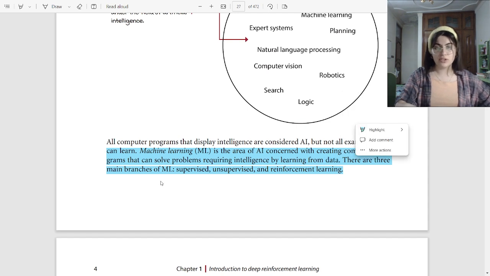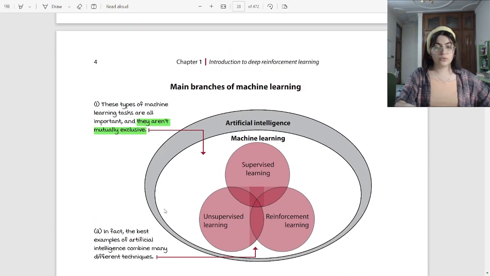There are three main branches of ML. We have supervised, unsupervised, and reinforcement learning. So this is artificial intelligence, the big oval here. And then we have machine learning under it, and we have three branches: supervised learning, unsupervised learning, and reinforcement learning. And they have some mutual parts. We have some mutual parts for supervised learning and reinforcement learning. And this is maybe the hardest thing to think about, but we even have some mutual parts between all three of these. So it mentions that they aren't mutually exclusive.